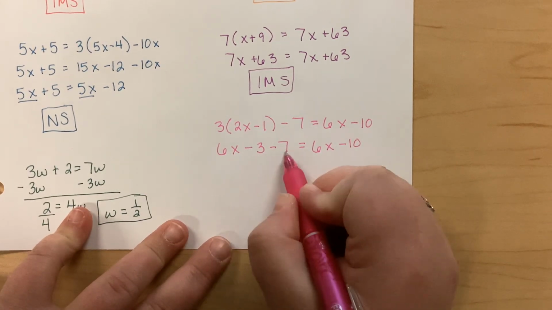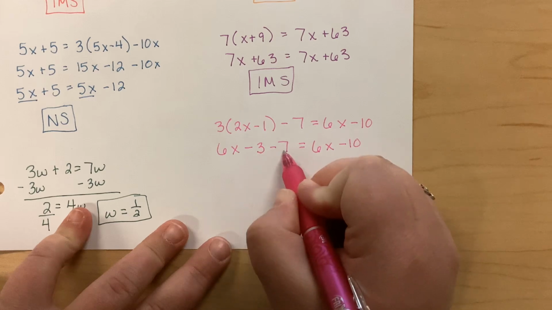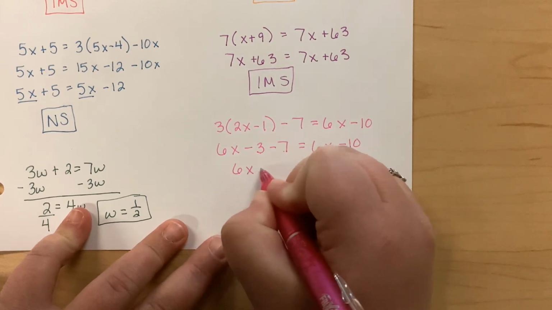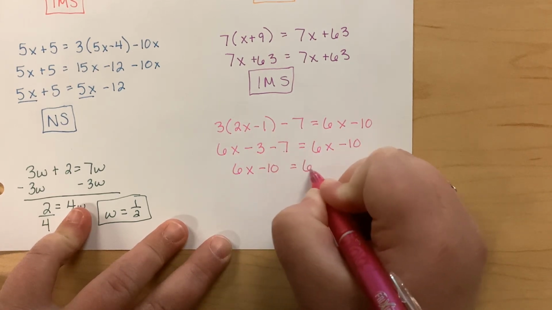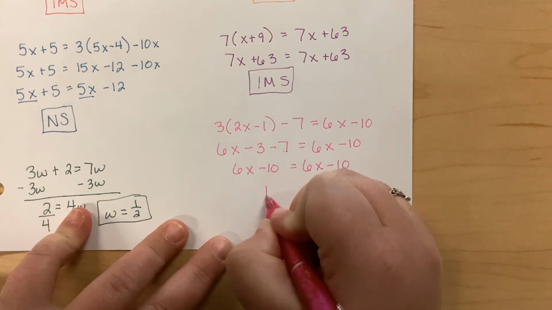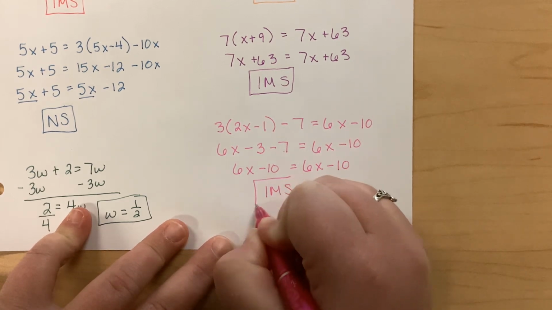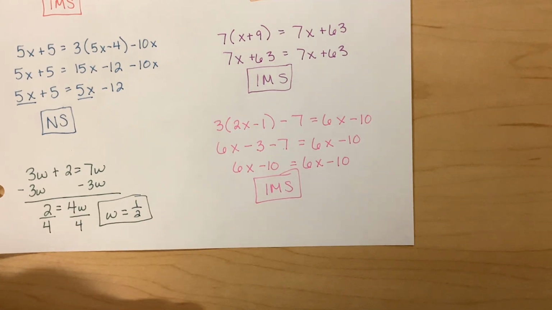All right, I've got two like terms, so that's negative 3 and negative 7, which makes negative 10. So I have 6x minus 10 equals 6x minus 10. Once again, those are identical. That means I have infinitely many solutions. And that's it. That's how you determine how many solutions an equation has.